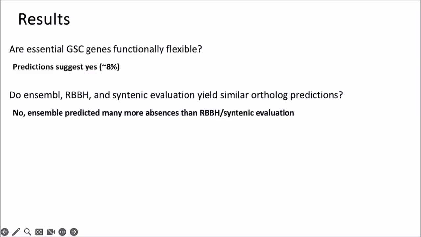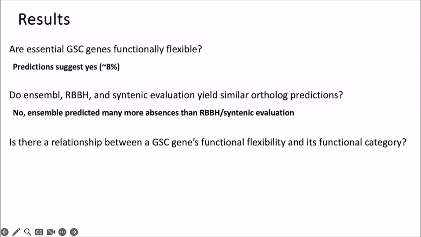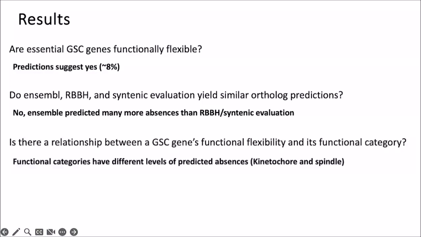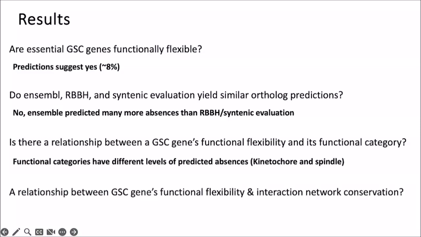And it turns out that it's really important to make sure you're looking at synteny as well as a variety of other characteristics to really know that a gene is present or absent. So far, the relationship between the actual functional categories is complex in terms of making predictions. So we're not at a stage where we can directly predict which genes might be missing.